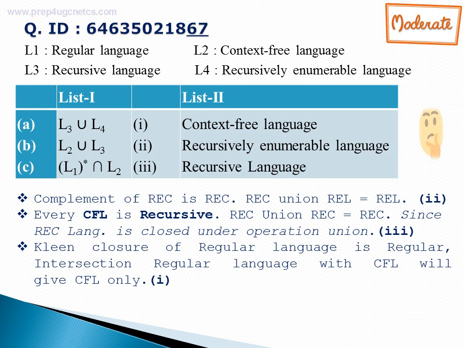Third, the complement of a CFL is a recursive language. Fourth, recursive language union recursive language results in a recursive language because recursive languages are closed under the union operation. And finally, the Kleene closure of a regular language is regular, and the intersection of a regular language with a CFL will give a CFL. The closure properties of languages table is available on my website, the same is given in the description, you can verify.